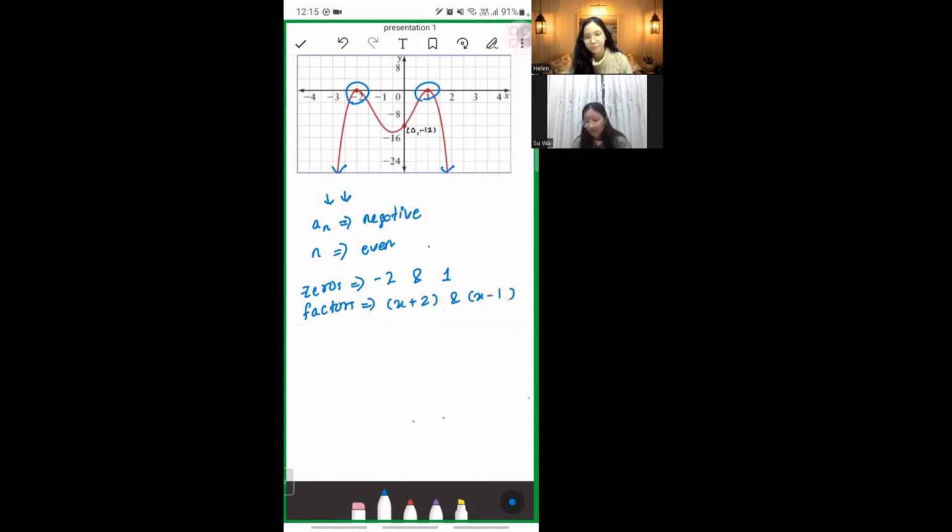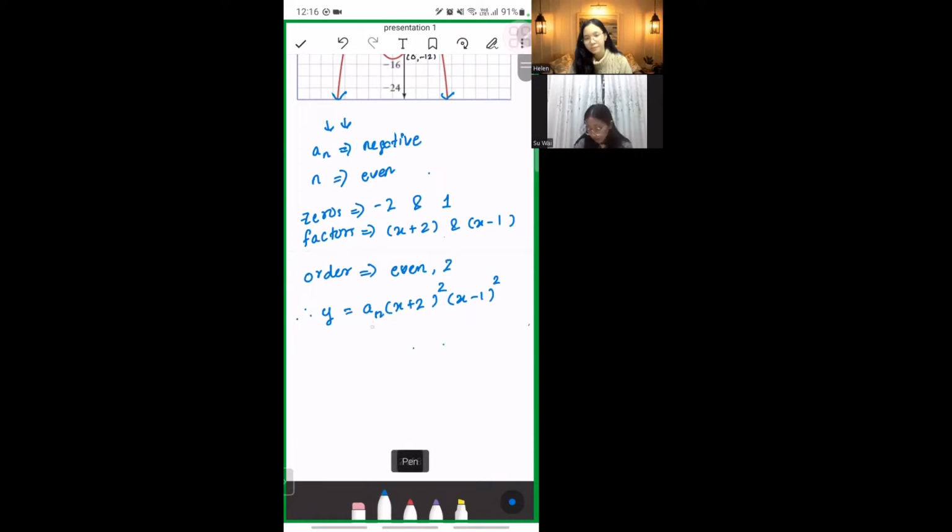Another thing that we can know from the graph is the order of these factors. The graph is touching and turning at both points, -2 and 1. So we know that the order is going to be even, and it's going to be 2. And so the equation will be y is equal to a, and we need to include this leading coefficient because we don't know it yet. We just know the other factors. So it will be like this. This is going to be our equation, but we don't know the leading coefficient yet.